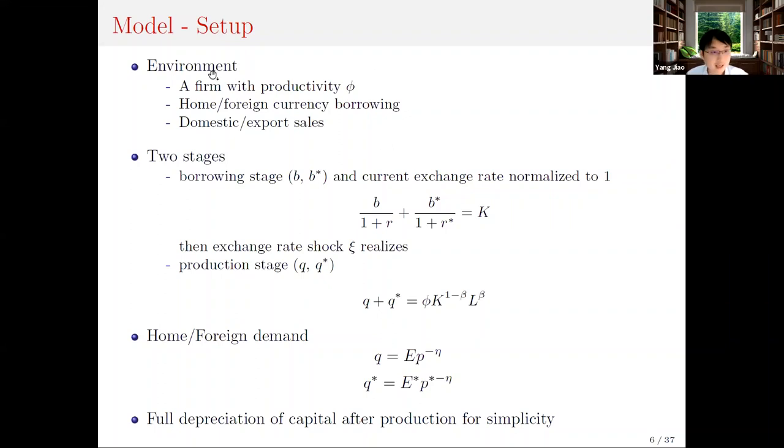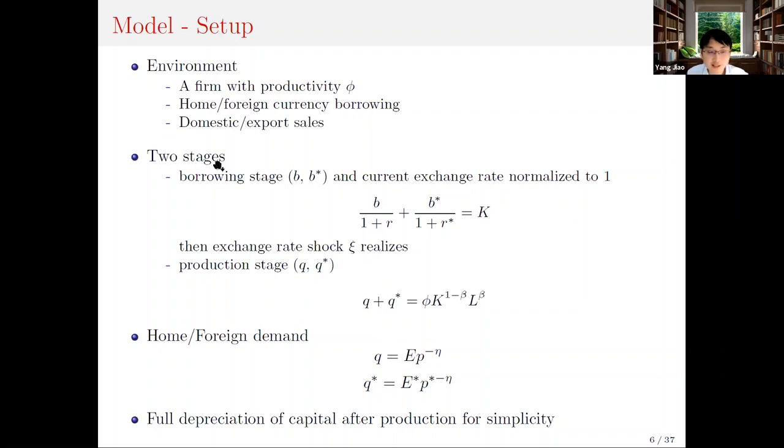We have a single firm with a productivity phi, and the firm needs to decide its borrowing in both home currency and foreign currency. So we only have two currencies, either home or foreign. And the firm can sell domestically and they can also sell internationally. So it has domestic sales and export sales. We will take demand functions that are given and try to decide the size of the firm.